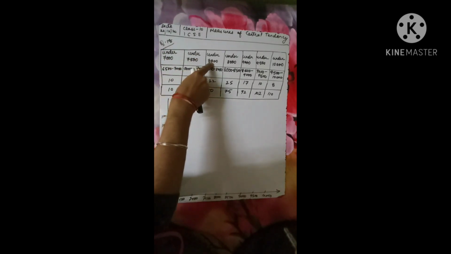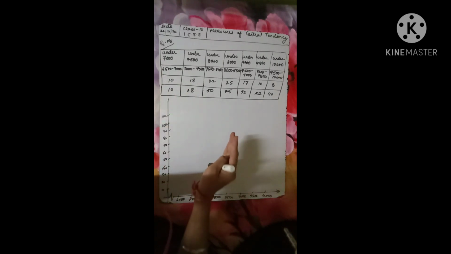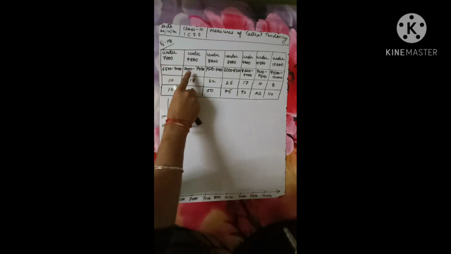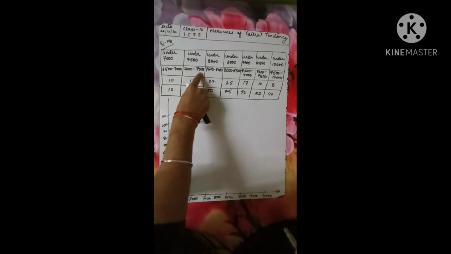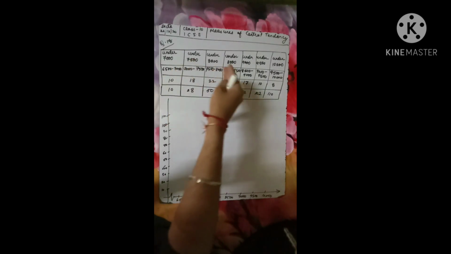Okay, so the salary is written as under 7,000, under 7,500, under 8,000, and so on up to under 10,000, and the lowest salary is 6,500. Under 7,000 means the employees who are getting under 7,000. If we make it into intervals, it will be 6,500 to 7,000, because in the question they have said that 6,500 is the lowest one. And what will be the second interval? 7,000 to 7,500, with a difference of 500, and so on up to 9,500 to 10,000.